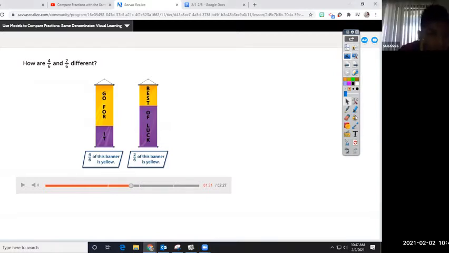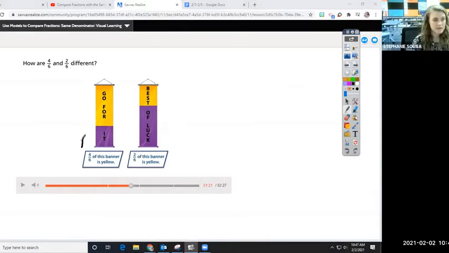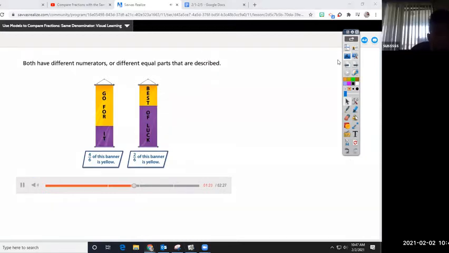4/6 has a higher numerator. Yes, this is a larger numerator. 2/6 has a lower numerator. Yes, 2/6 has a lesser numerator or fewer parts identified. Wonderful. Great math vocabulary use, Levin. Both have different numerators, or different equal parts that are described.